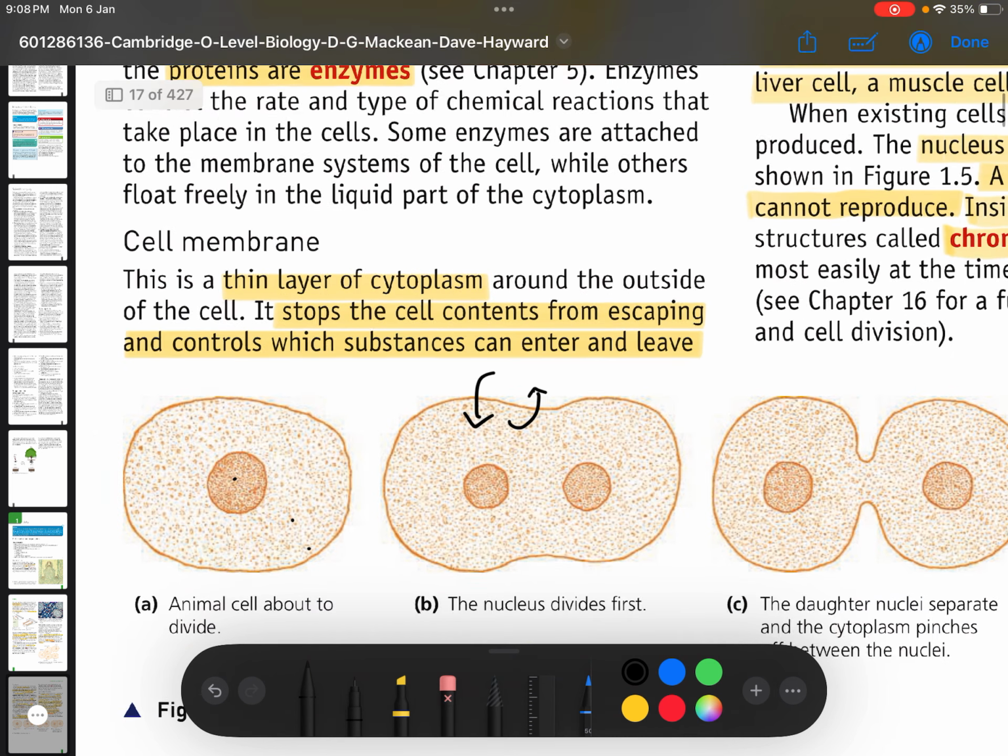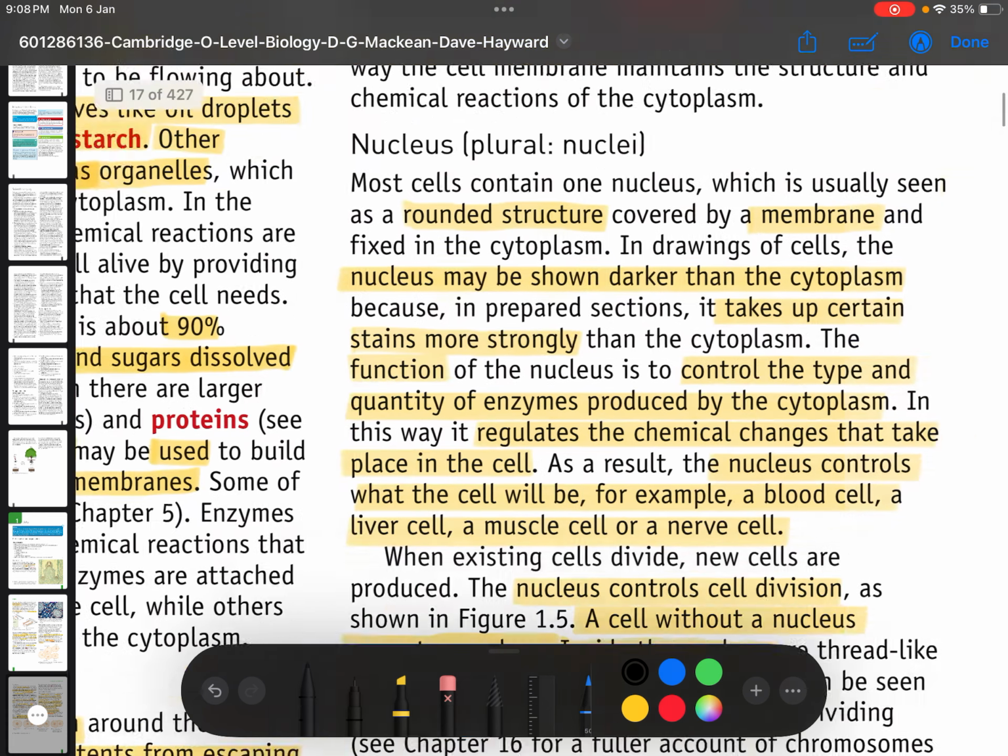So that's one of its main functions, that it stops cell contents from escaping and controls which substances can enter the cell and leave the cell. This is very, they ask you in exams what is the function of cell membrane, and this is very, very, very important.